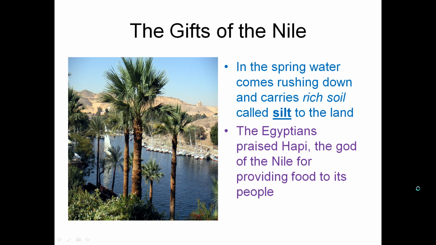The gifts of the Nile. In the spring, water comes rushing down and carries rich soil called silt to the land. And this is silt which fertilizes the land and makes it fertile for growing food. The Egyptians praised Hapi, the god of the Nile, for providing food to its people.